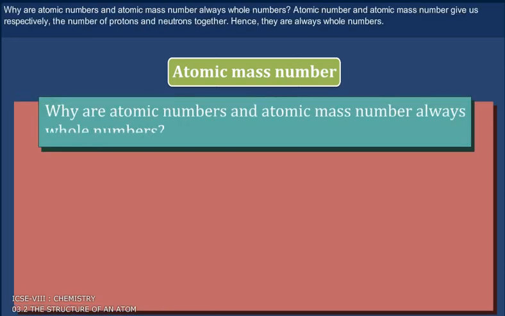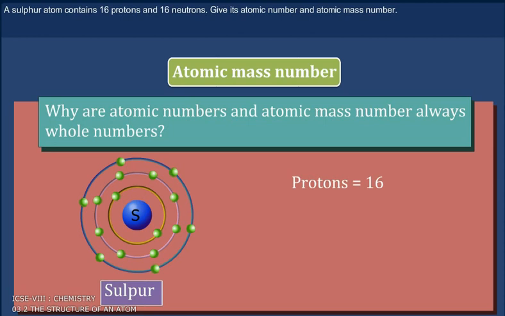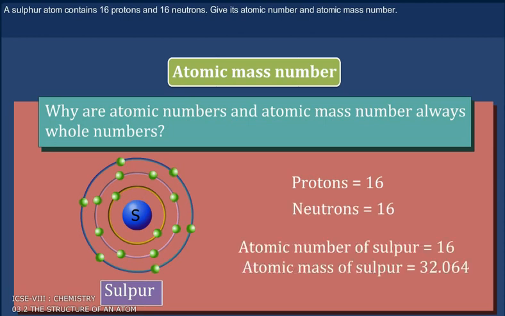Tell me, why are atomic number and atomic mass number always whole numbers? Atomic number and atomic mass number give us respectively the number of protons, and the number of protons and neutrons together. Hence, they are always whole numbers. A sulfur atom contains 16 protons and 16 neutrons. Give its atomic number and atomic mass number.